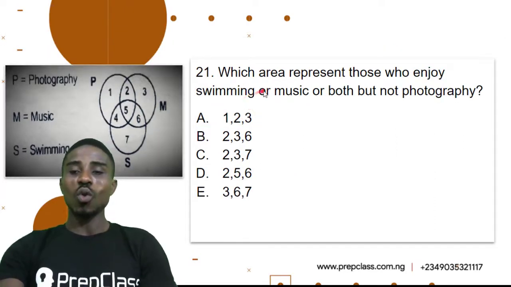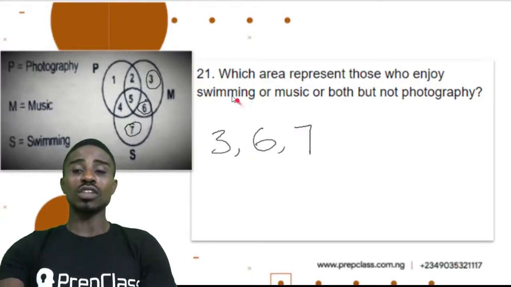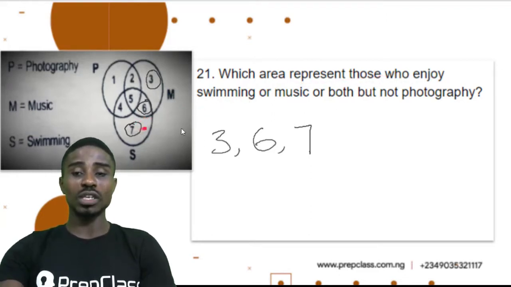Question 21. Which area represents those who enjoy swimming or music or both, but not photography? All right, this is how to get this question solved. We need to understand the question so we can know what numbers to highlight as our answer. It says, which area represents those who enjoy swimming or music or both, but not photography. So the answers we'll be selecting have to do with swimming and music, and will have nothing to do with photography.